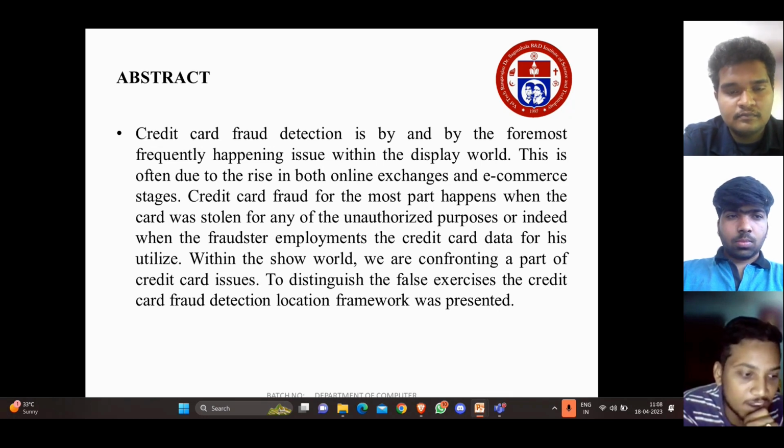Traditional techniques for fraud detection against sophisticated fraudulent techniques are limited to analysis of the cardholder's behavior, or to static rules of risk management of frauds. To distinguish the false access, the credit card fraud detection framework was presented here in this PPT.